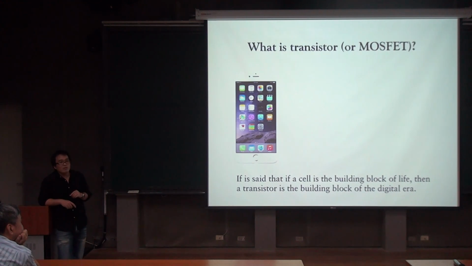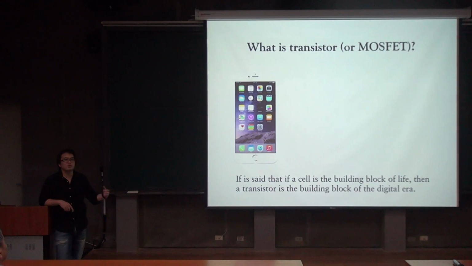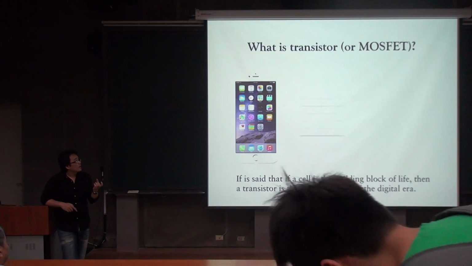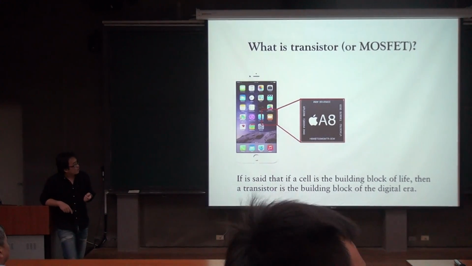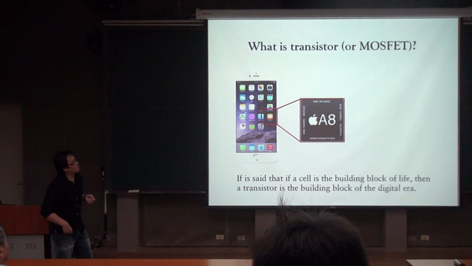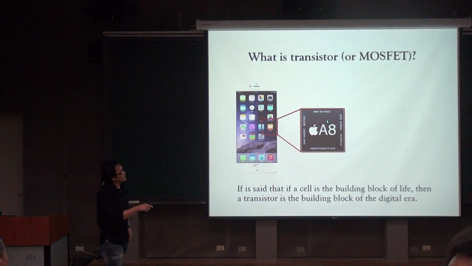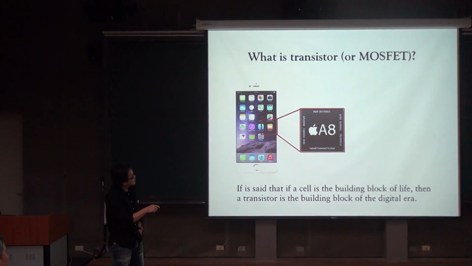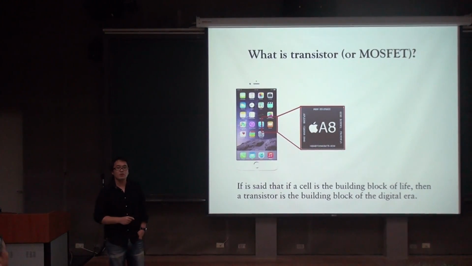So what is a transistor? We all know if we want something digital, for instance a mobile phone, a computer, a digital camera, or listening to music using an MP3 player, you always need a chip. If you use the iPhone 6, which I also have, you can find there's a very small chip, which is called Apple's A8 chip. It's about this size in your iPhone 6.